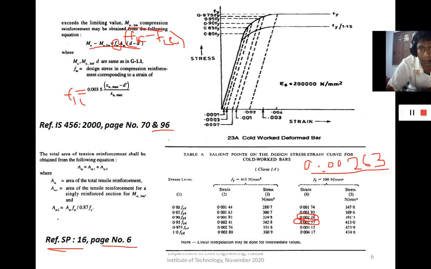You see that this table is prepared from this diagram, from the stress strain diagram. This table is prepared in SP16 for Fy 415 and Fy 500. So for the corresponding strain value, we are getting the stress value, and the linear interpolation is made if the value is between any two successive values. So we do the interpolation and we get the corresponding stress.